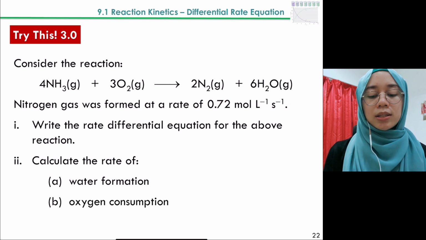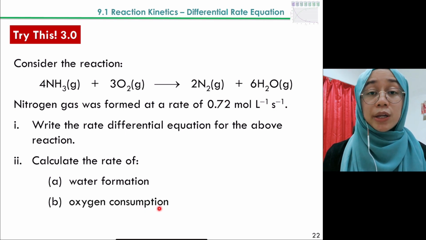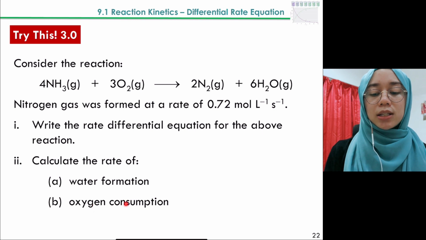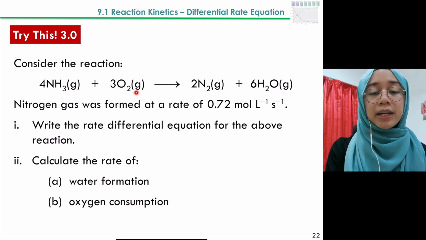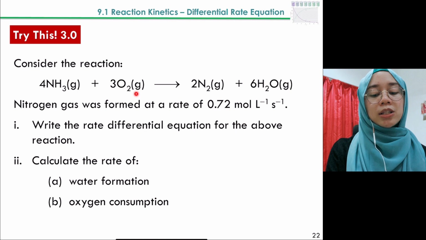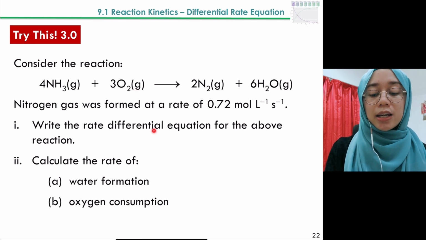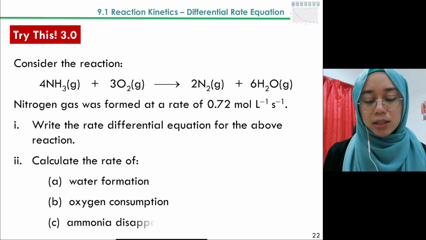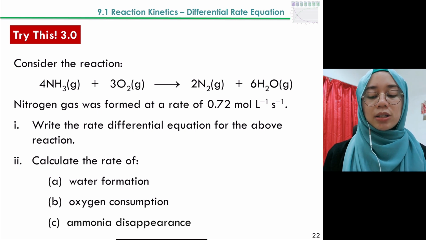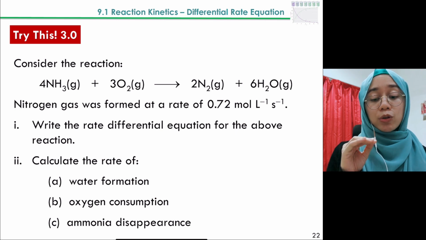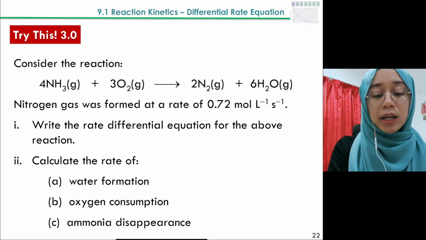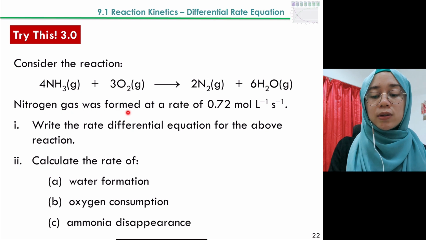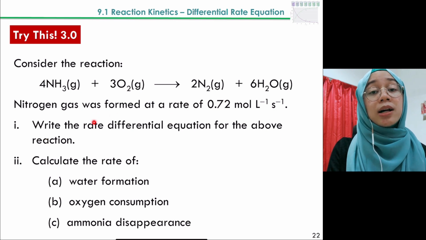And then B is oxygen consumption. Consumption ni bermaksud digunakan. Okay, and after all oxygen consumption, oxygen sebelah kiri kan, bermaksud memang concentration dia akan semakin berkurang lah. Okay, so ini maksud dia minta rate of disappearance sebenarnya. Okay, and then C adalah ammonia disappearance. So calculatekan the rate untuk yang ada ni. Semuanya based on yang ni, statement yang kat sini. Nitrogen gas was formed at a rate of 0.72 bla bla bla ni. Semuanya daripada sini, and also kaitkan dengan differential rate equation yang kamu dah tulis dekat part 1.